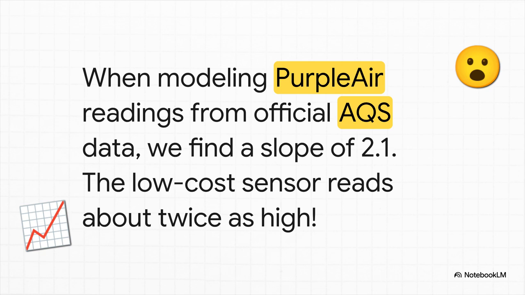And what happens when we feed our air quality data into this model? Bam! It spits out a line with a slope of 2.1. Now, what does that actually mean? It means for every single unit the official sensor goes up, our little low-cost sensor jumps up by 2.1. So yeah, basically, it's reading about twice as high, consistently.